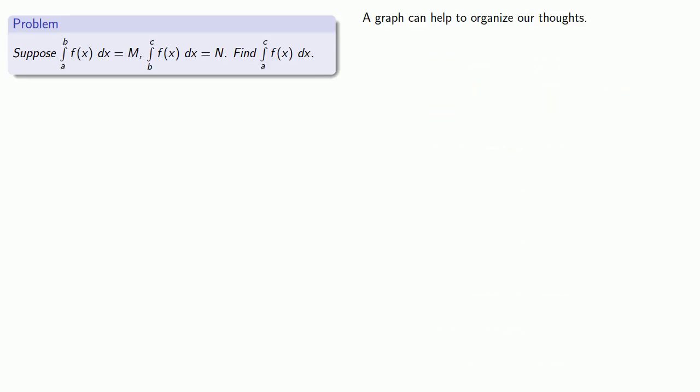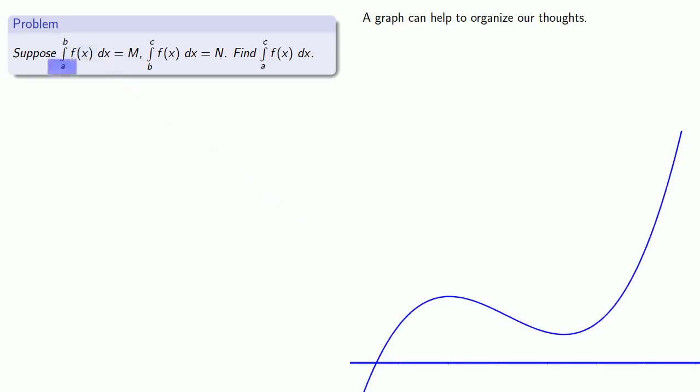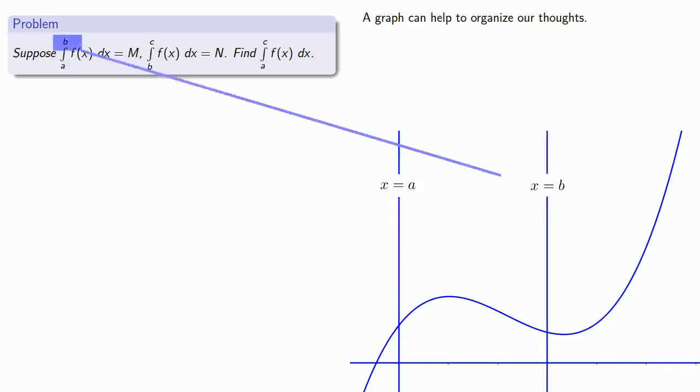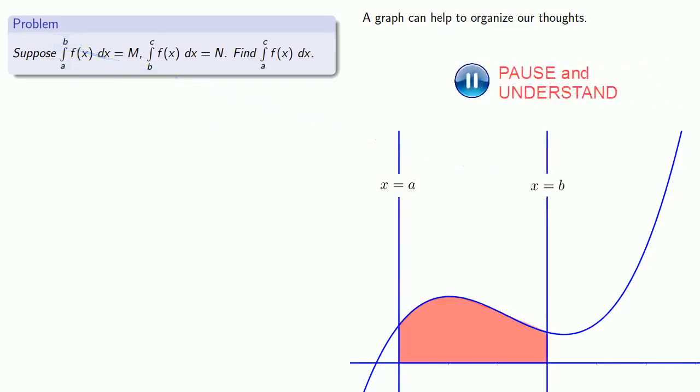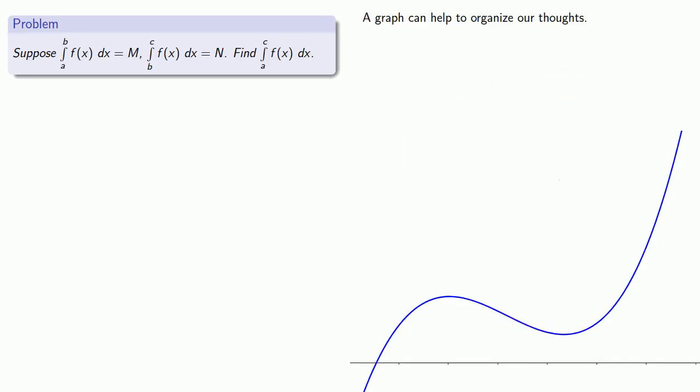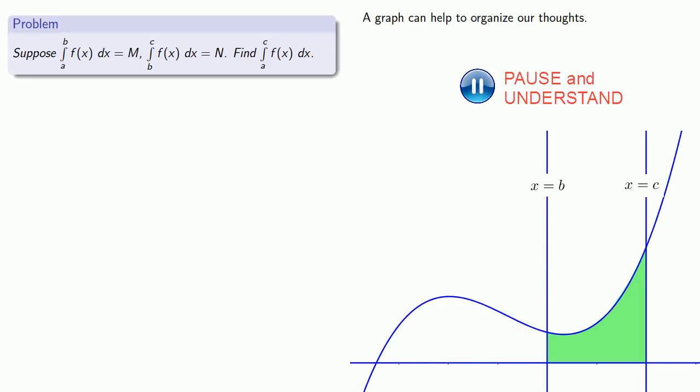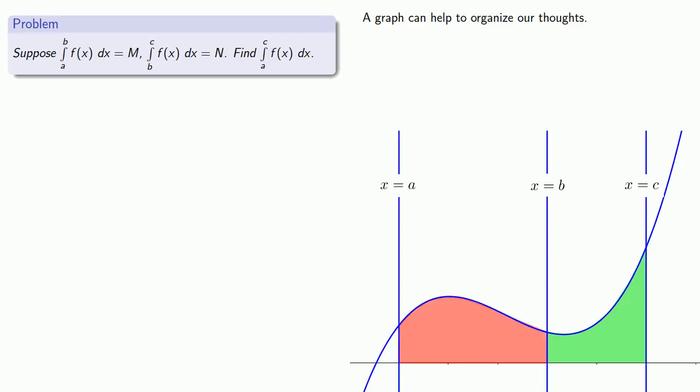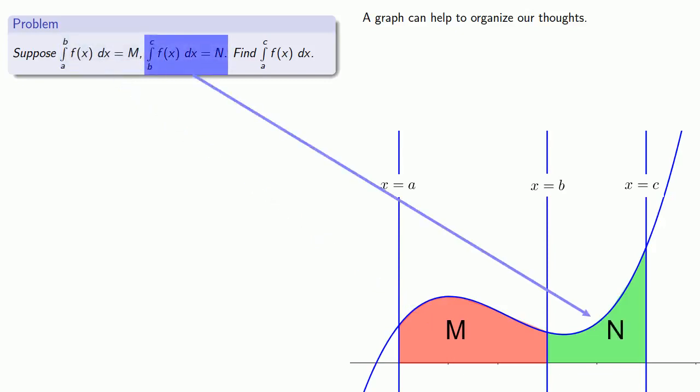So the first definite integral represents the area under the graph of y equals f of x above the x-axis from x equals a to x equals b. Meanwhile, the second definite integral represents the area under y equals f of x above the x-axis from x equals b to x equals c. Since the graph of y equals f of x and the x-axis don't change, we can put them both into the same picture. And we know this first region has area m, and this second region has area n.